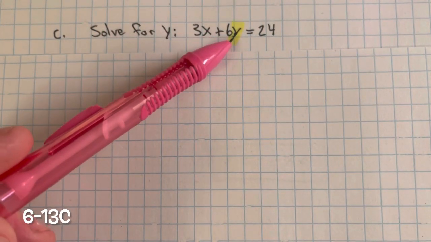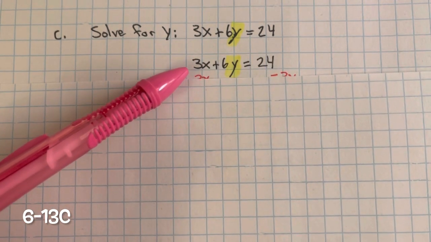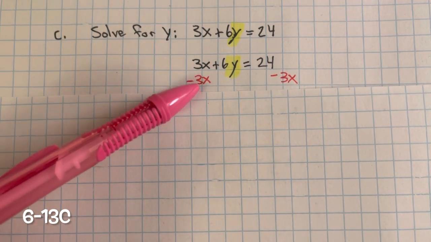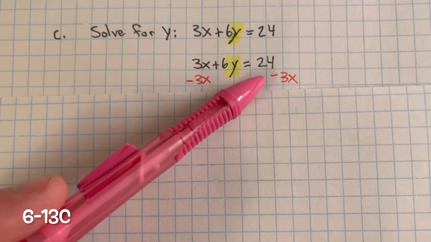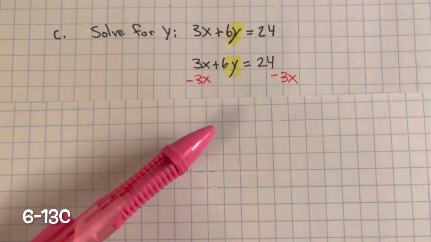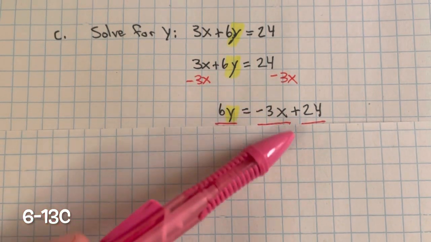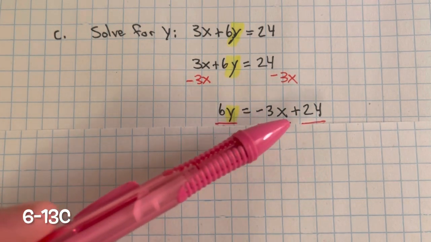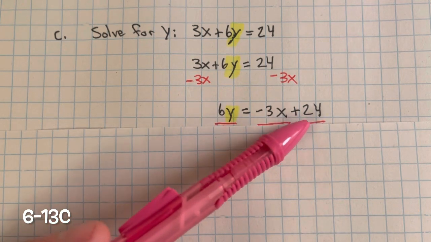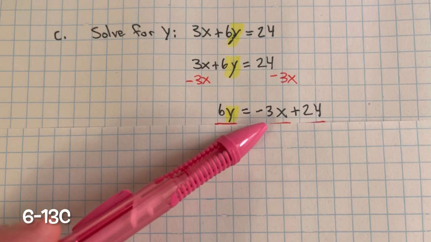Problem C, we're solving for y. So we want to get the y term by itself. First we're going to subtract 3x from both sides. That creates a 0 pair. And then on this side, we have 24 minus 3x. These are not like terms, so we have -3x plus 24. Now you could have 24 minus 3x. The commutative property of addition allows you to put them in either order. For example, 2 plus 3 is the same as 3 plus 2.